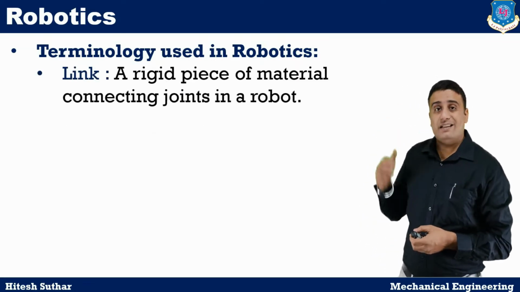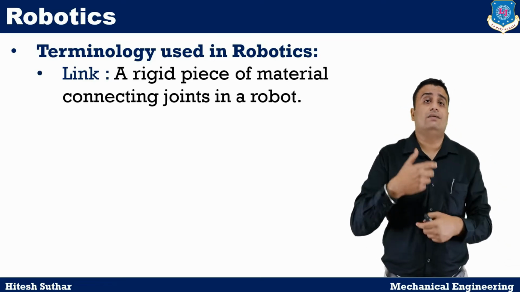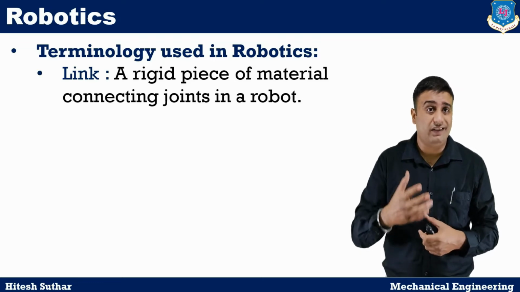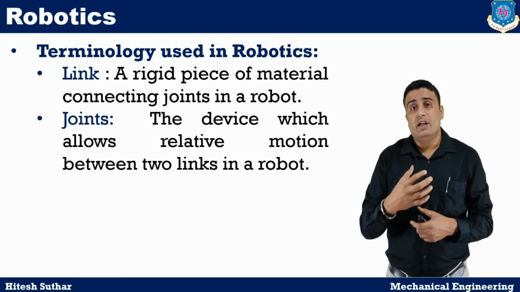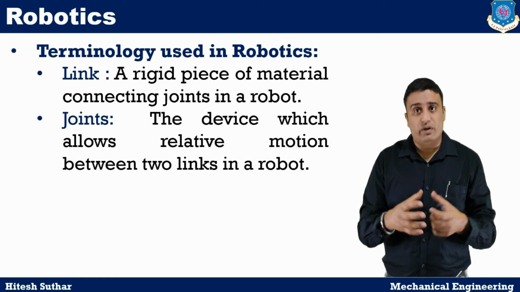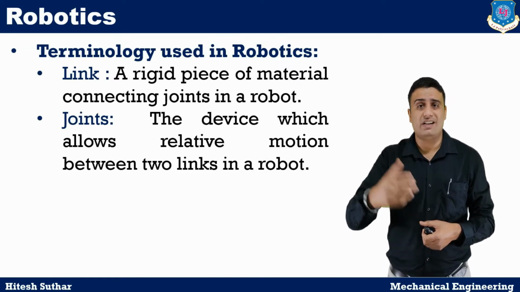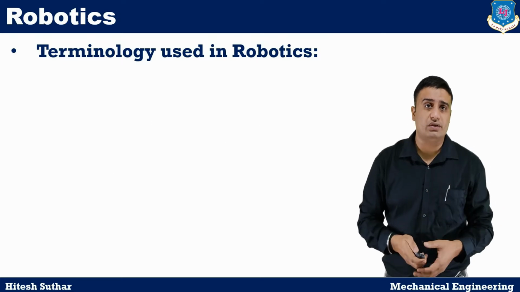Moving on to the next, that is link. A link is a rigid piece of material connecting joints in a robot. These are all the links. And what are the joints? Joints are devices which allow relative motions between two links in a robot. So now let's discuss which kinds of joints are used in robots.